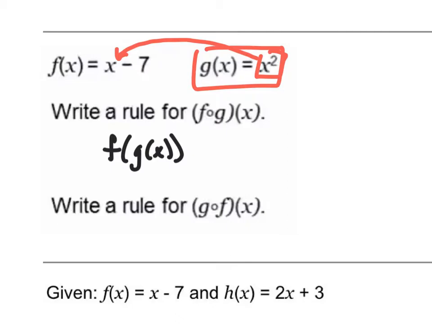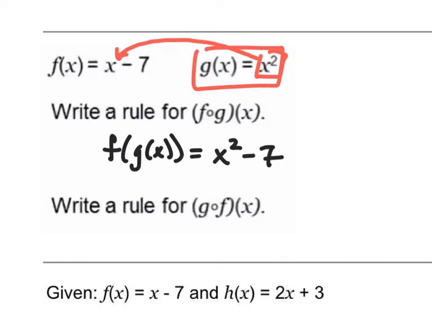So notice that, here's what we get, okay? And so if I wanted to find f of g of x, then I'm going to take this x squared here, plug it in for x, and that's going to give me x squared minus 7.